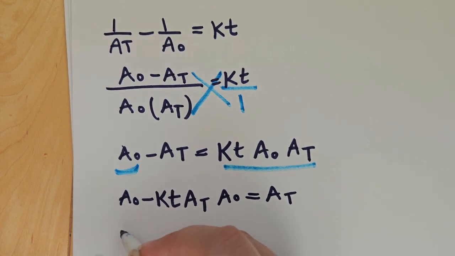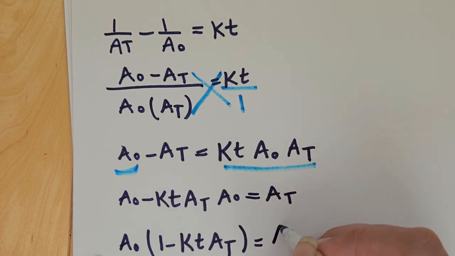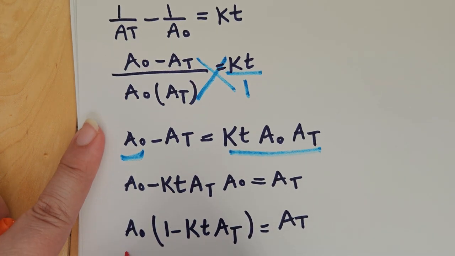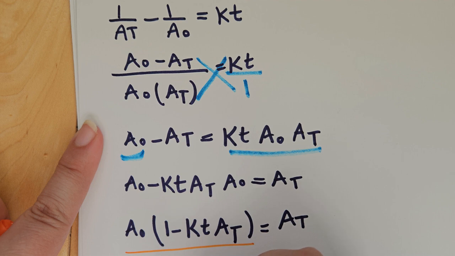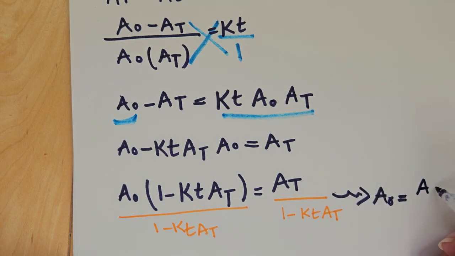What is left equals AT. Now remember again, we want to make sure that the coefficient of the main variable, a0, is 1. So we divide both sides by the coefficient of a0, and the final answer would be a0 equals AT divided by 1 minus KT AT.